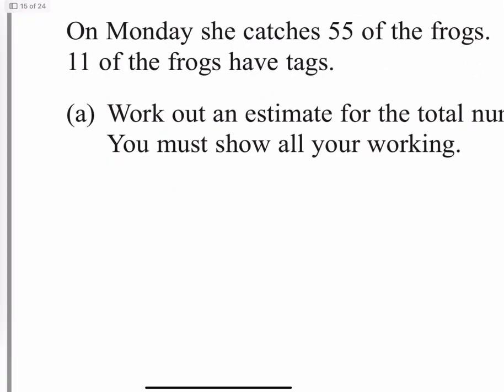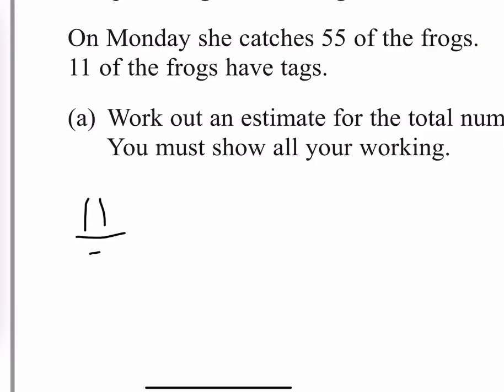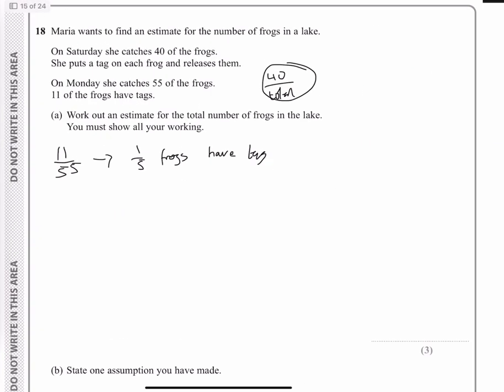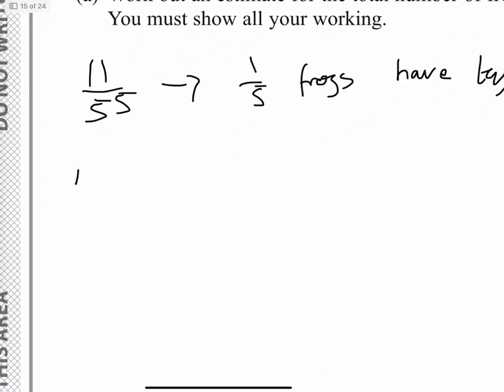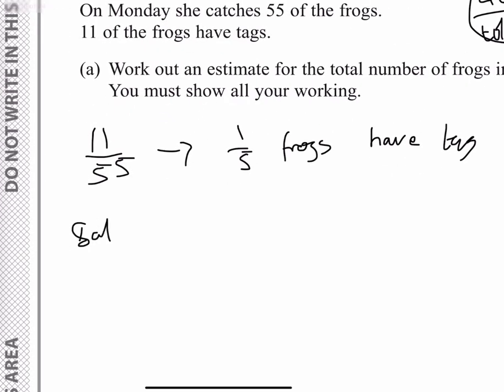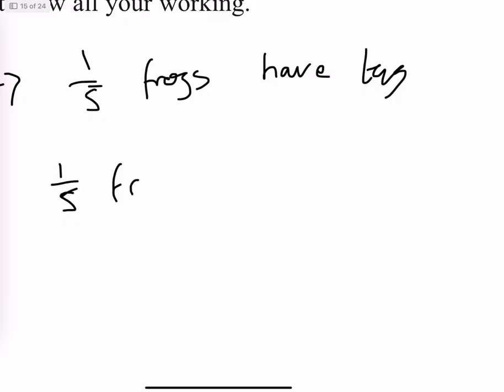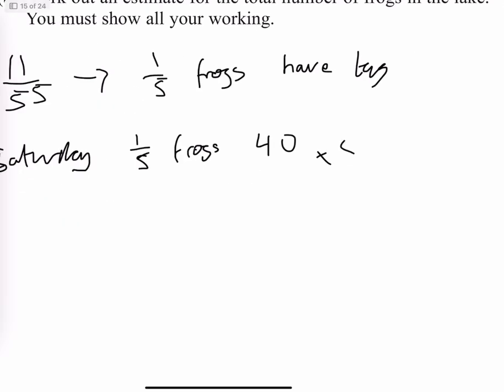Essentially, on Monday, 11 over 55 of the frogs, which is just 1 over 5, 1 over 5 of the frogs have tags. Which suggests that she tagged a fifth of the frogs on Saturday, because we've got the frogs at random. So a fifth of the frogs is 40. If we times that by 5, we get all of the frogs is 200.